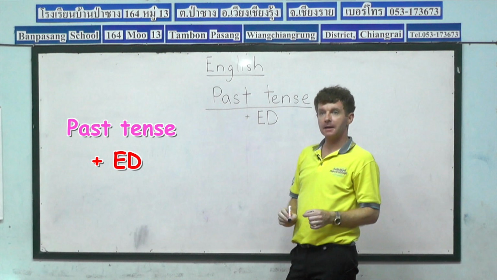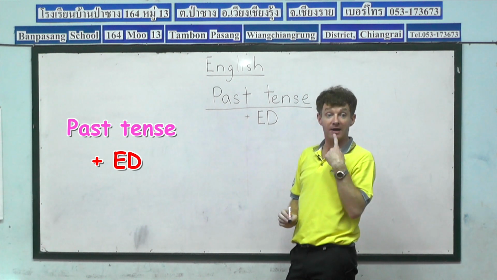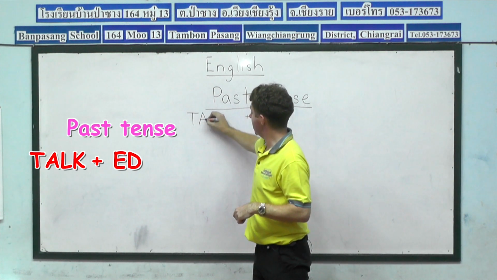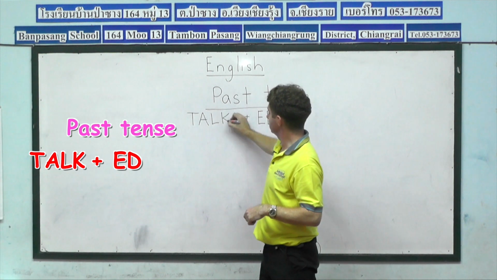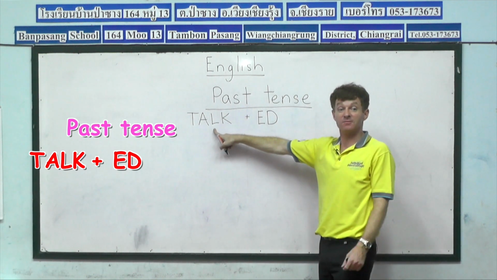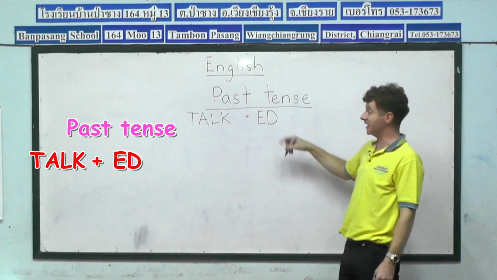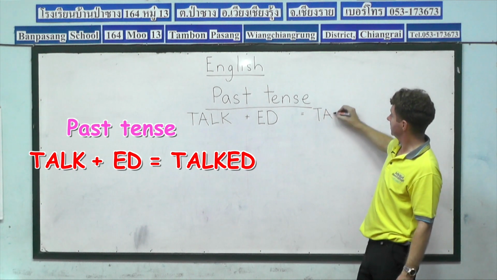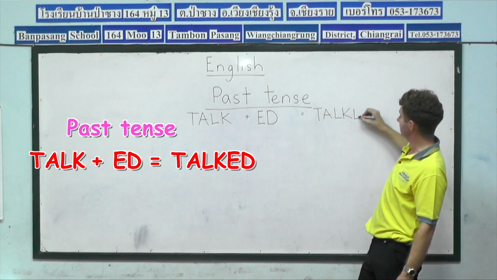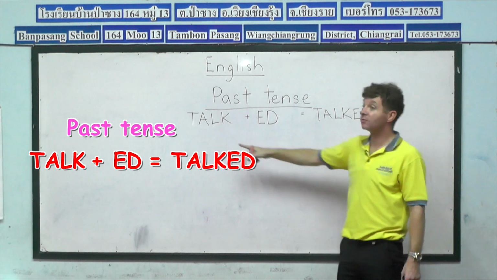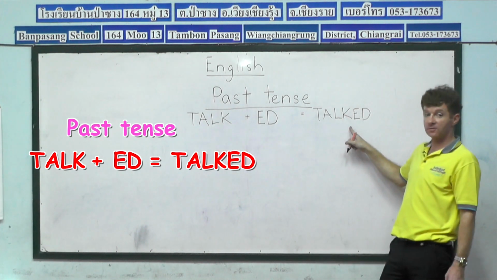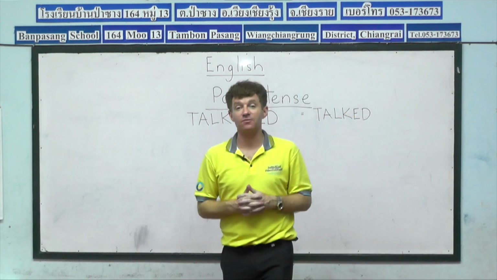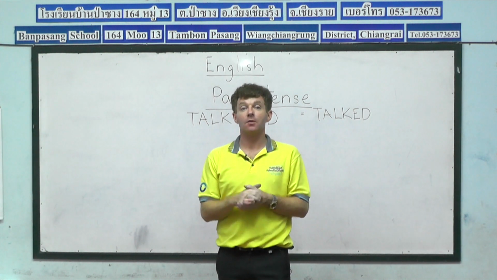For example, let me think of a word. How about what I'm doing right now? Talk. T, A, L, K. Regular verb in the present form. Plus ED equals talked. Excellent. So you see how we went from talk, talked, talk, talked.